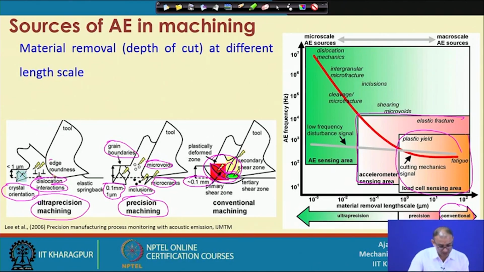So, in this particular case, looking at ultra precision, you can see the area covered by acoustic emission. This is the area covered, and now you can see all the disturbances which happen at a very small scale: dislocation mechanics, micro fracture, inclusion, then cleavage or micro fracture. So, from a micro mechanics point of view, acoustic emission is a very important tool to measure all this behavior at a micro scale, right. That is the reason acoustic emission is a very important tool for understanding machining at micro scale.